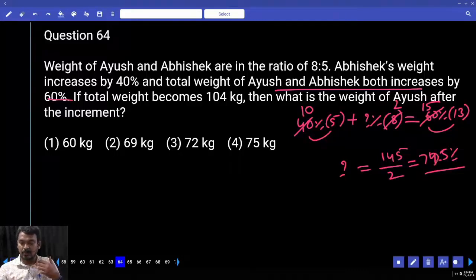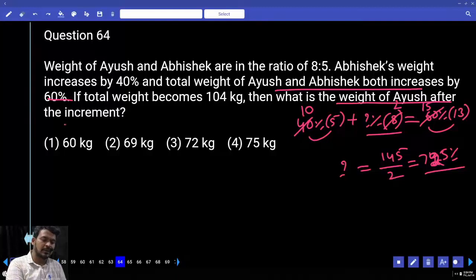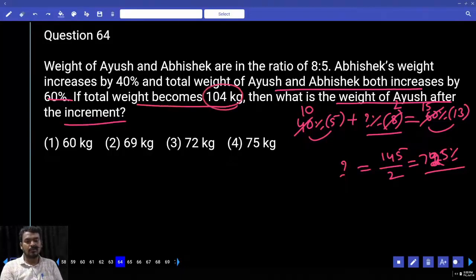145 by 2 means 72.5. 72.5% increase on which one? Abhishek or Ayush? Ayush. What is the question here? What is the weight of Ayush after increment or before increment? After increment. After increment means we require the increased value of 2 persons or only one? Only Ayush. But total weight becomes how many kgs here? 104. That 104 will be after increase or before increase? After the increase of the 2 persons.